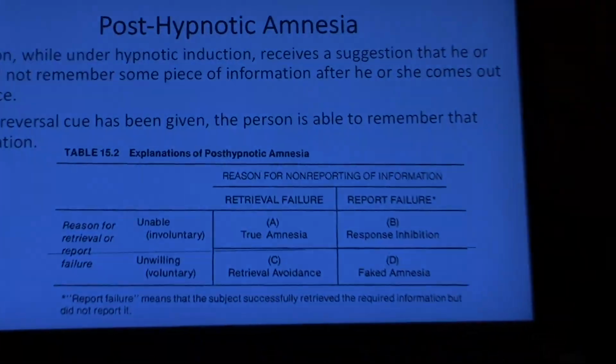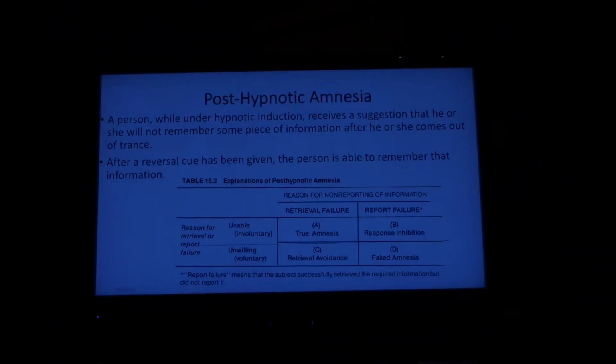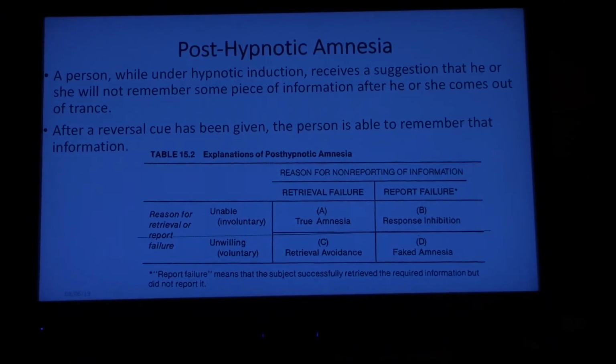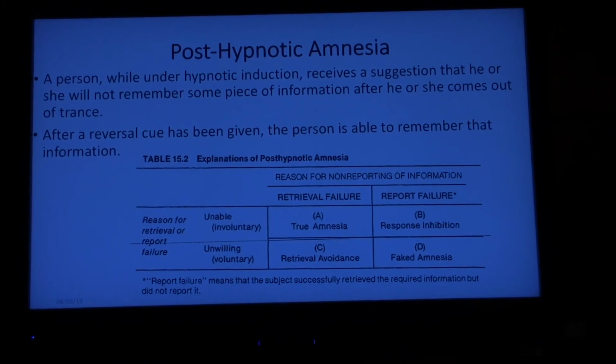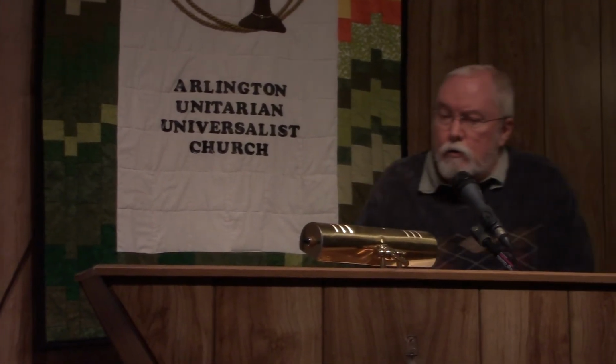I want to move on to post-hypnotic amnesia. Just to remind you, this occurs when a person, while under hypnotic induction, receives a suggestion that he or she will not remember some piece of information after he or she comes out of trance, at least not until the reversal cue is given. Okay. So what's going on here? Well, the information, even if they can't remember, is probably not lost from memory. If it were really lost from memory, then they shouldn't be able to remember that information after they get the reversal cue. But if the information's in memory before the reversal cue is given, then why don't they remember it?